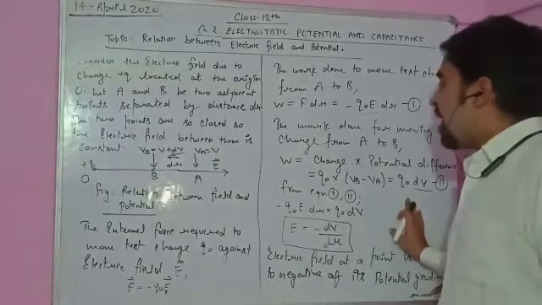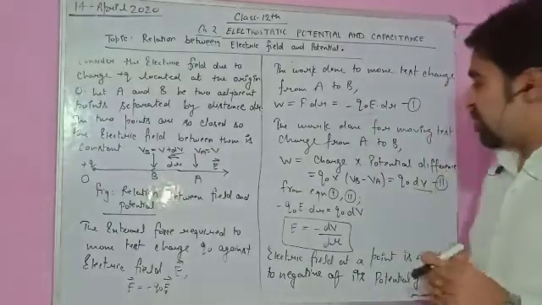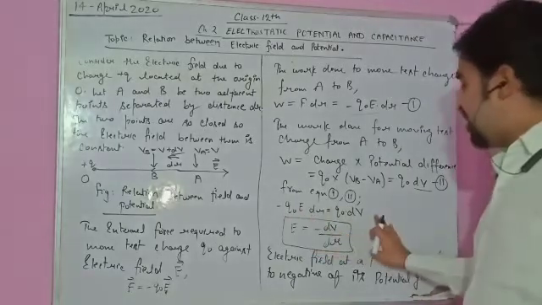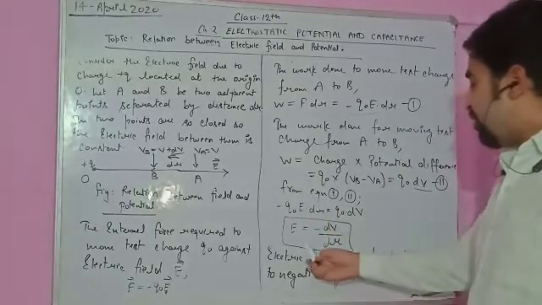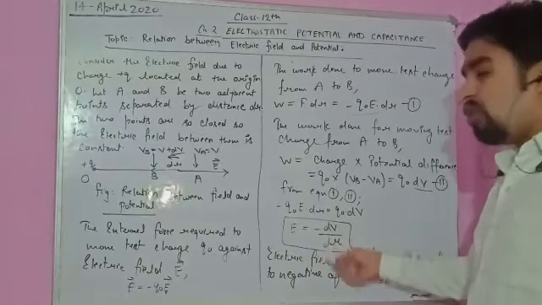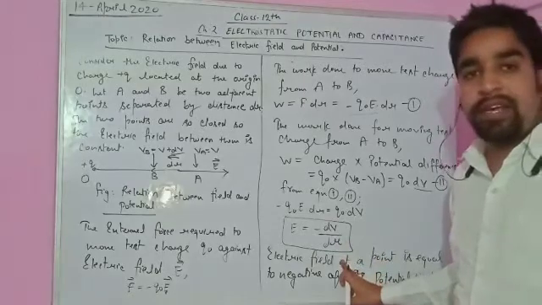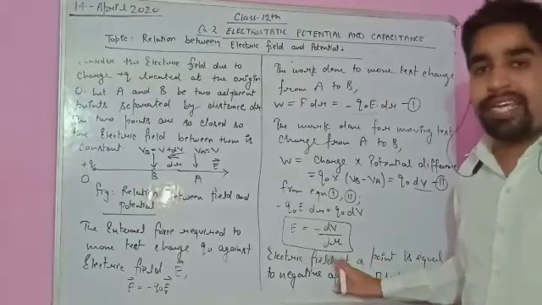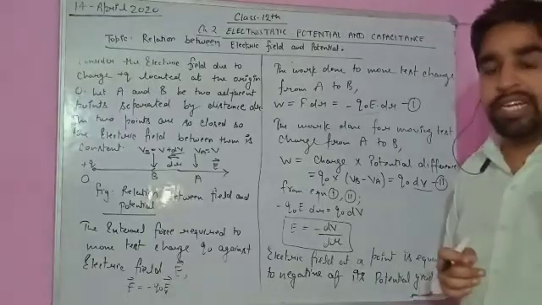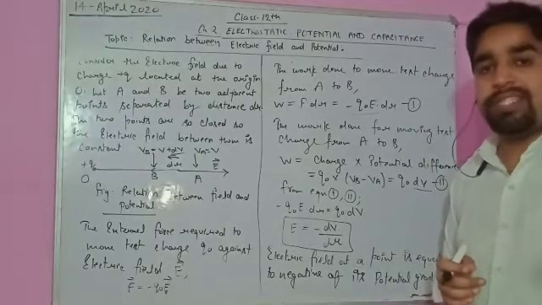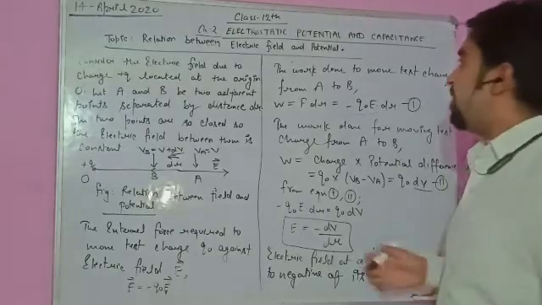Now both are values of the work done, so both should be equal to each other. So students, we have kept both values equal, and Q naught and Q naught get cancelled out. So the value of E will be minus dV upon dr. Now students, this dV upon dr is known as the potential gradient. Whenever there is a change of potential with respect to length, that is known as the potential gradient.